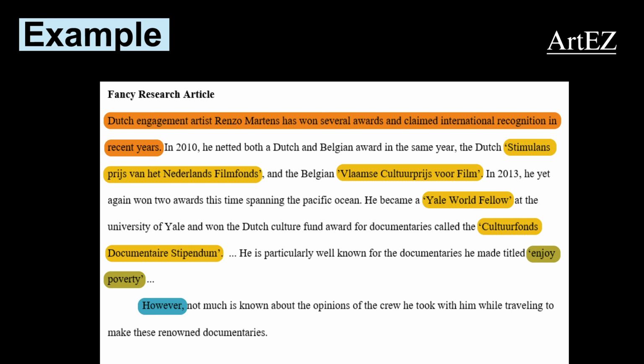We start out with the topic of Renzo Martens and his prowess as a documentary maker. We validate this by citing outside sources and then identify a problem that needs to be solved. If you got a bit curious about the opinions of the crew, then the context description and problem statement did their job to introduce you to the context and the problem that you are trying to solve in your article.